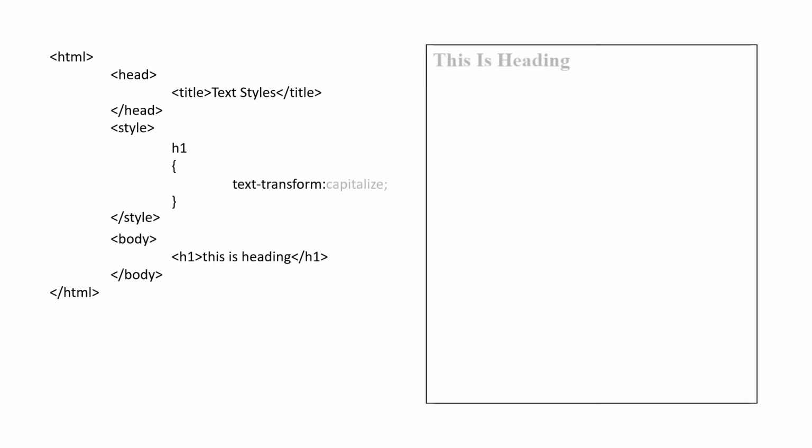So the value capitalize is used to convert the first letter of every word to uppercase. So let's see that. Here in the heading, we have given all the letters in lowercase, and if you see the output after giving the value capitalize, the first letter of every word is now in uppercase. So now, if the value is uppercase, it changes the whole text to uppercase. Similarly, in the case of lowercase, the whole text will be converted to lowercase. But here the text is lowercase itself, so there will not be any change.